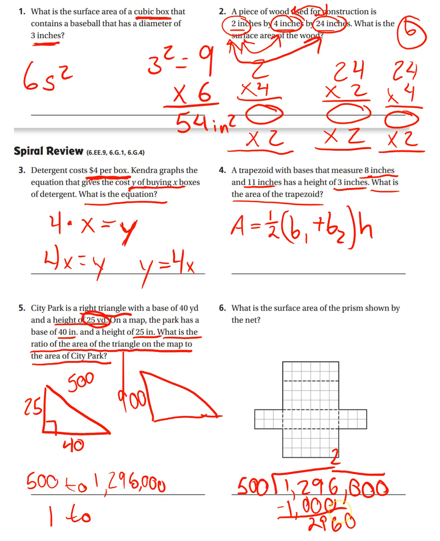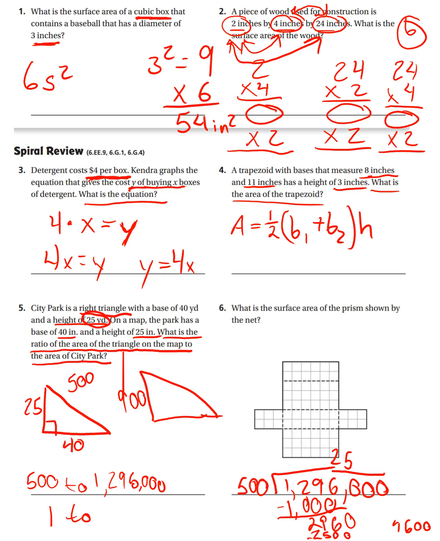Goes into 2,960, 1,000, 2,000, 5 times. That gives me what, 460. Bring down the 0. Oh man, there's got to be a better way to do this one.